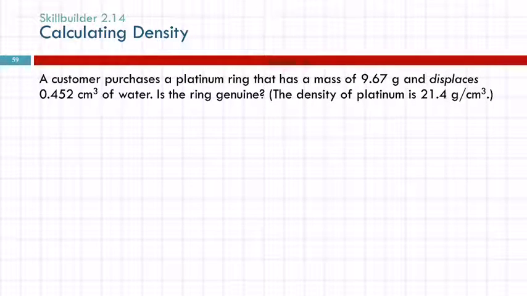Here's another one. A customer purchases a platinum ring that has a mass of 9.67 and displaces 0.452 cubic centimeters of water. Is the ring genuine? And for reference, I've provided you with the density of platinum is 21.4 grams per cubic centimeter. So we're asked to find density. So let's set up a path this time. So we're trying to find the density.